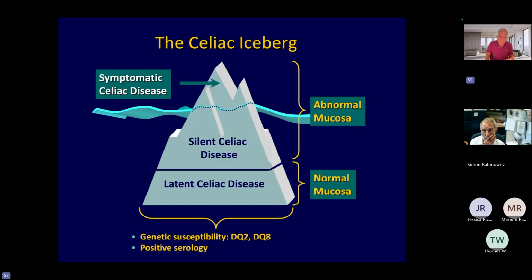And then there's the latent celiac disease patients. These are patients who have a positive serology. They have a genetic susceptibility because they're DQ2 or DQ8 positive, but their mucosa is normal. So we would define these patients as potential celiacs. And the question is, if you have normal mucosa with a positive serology, should you be on a gluten-free diet or should you just be followed longitudinally to see if something develops? Well, clearly that's an unanswered question, but we'll talk more about that as the lecture proceeds.